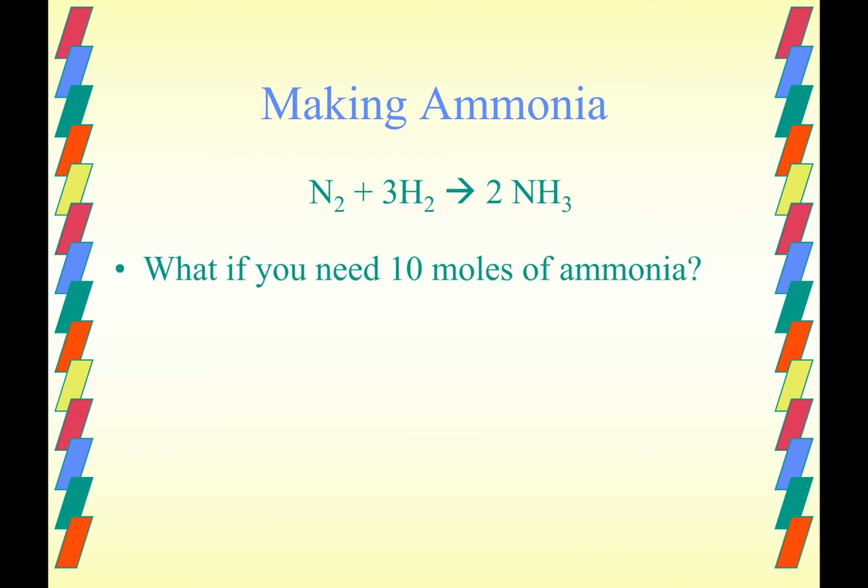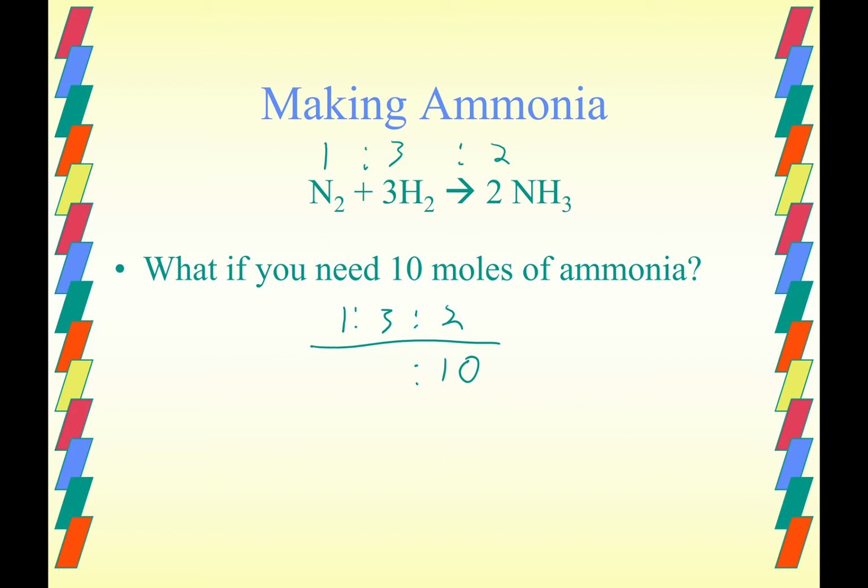Now, stoichiometry is all about changing amounts. So instead of 2 moles of ammonia, what if we needed 10 moles of ammonia? So we want to make sure that we still preserve this 1:3:2 ratio. And what I'm going to do here is set this up in this way. So this kind of reads left to right, our 1:3:2 ratio.